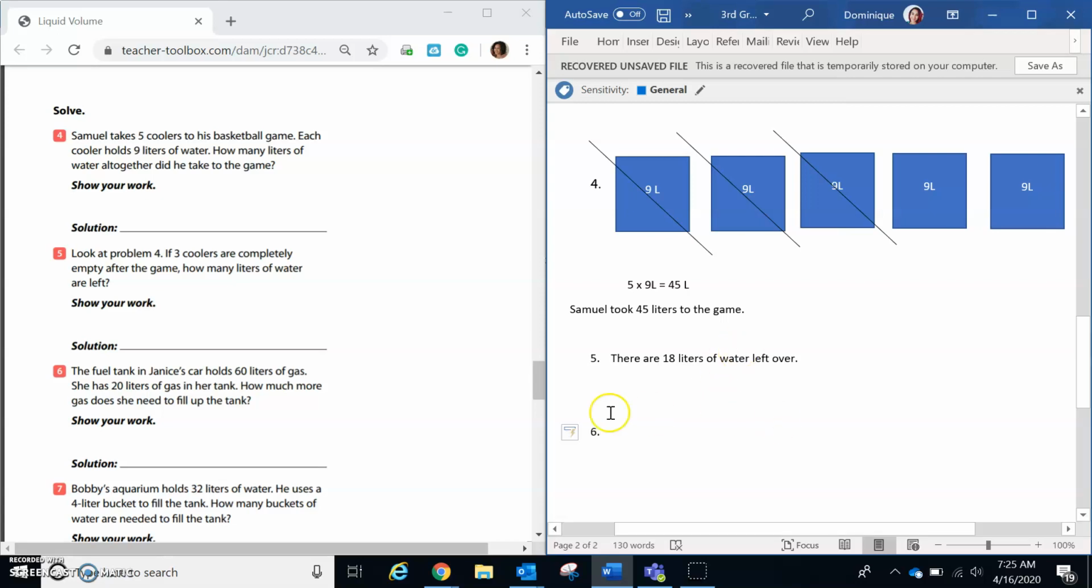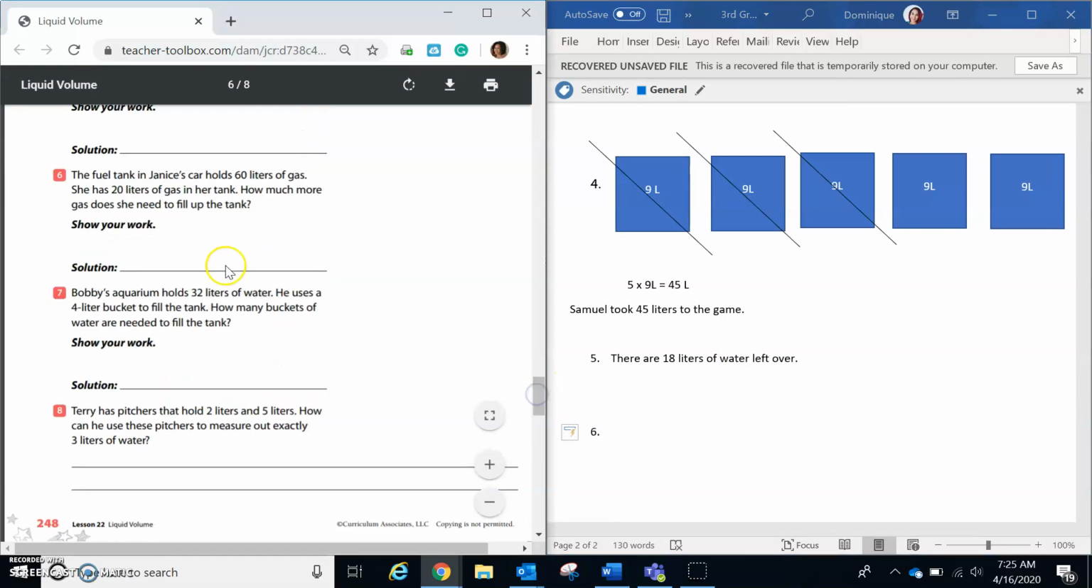Number 6. The fuel tank in Janice's car holds 60 liters of gas. She has 20 liters of gas in her tank. How much more gas does she need to fill up the tank? All right, guys, so we have those key words, how much more. If you go back and you remember how much more, what operation does that go with? Subtraction. Excellent.